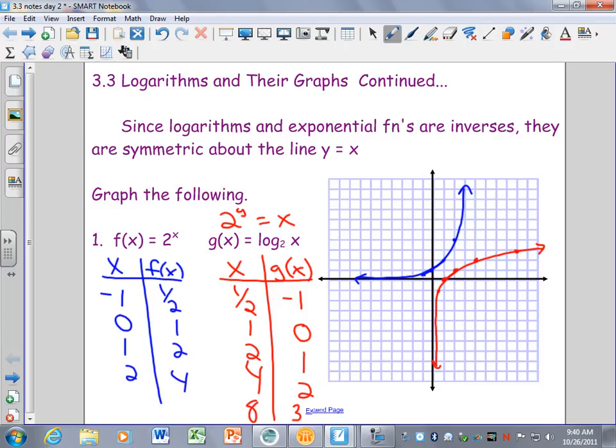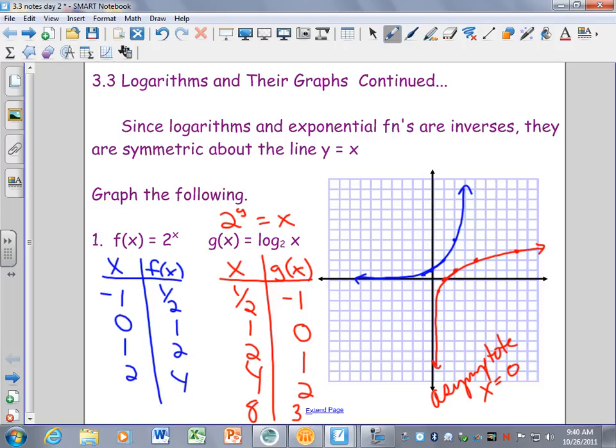Y equals 0? Should be x equals 0, right? Like it now has a vertical asymptote instead of a horizontal asymptote. So it would have an asymptote of x equaling 0. Like it's never going to reach that point. This side's going to keep going forever.